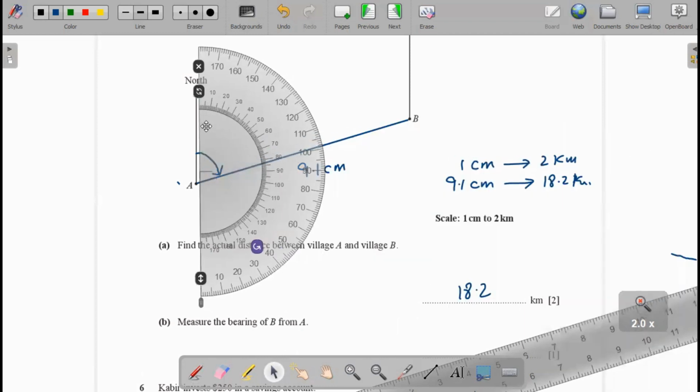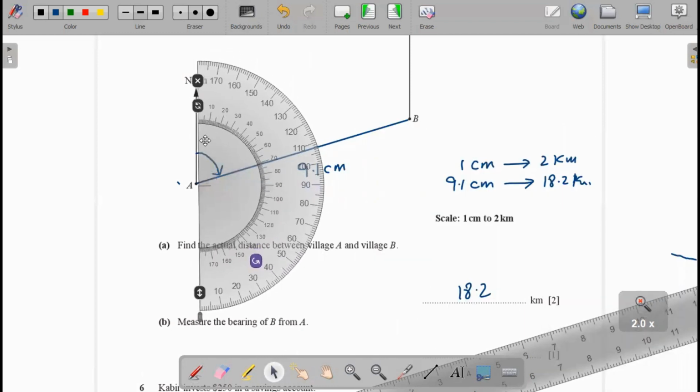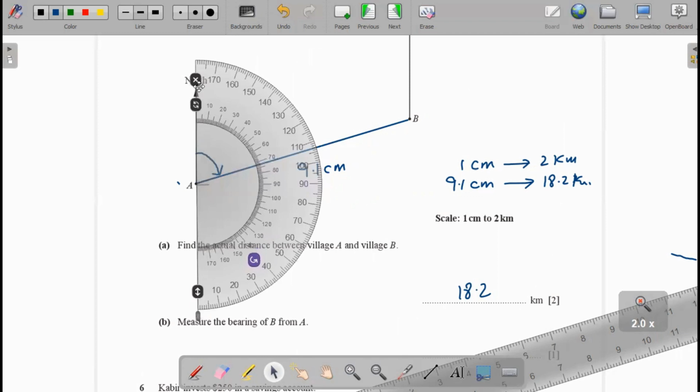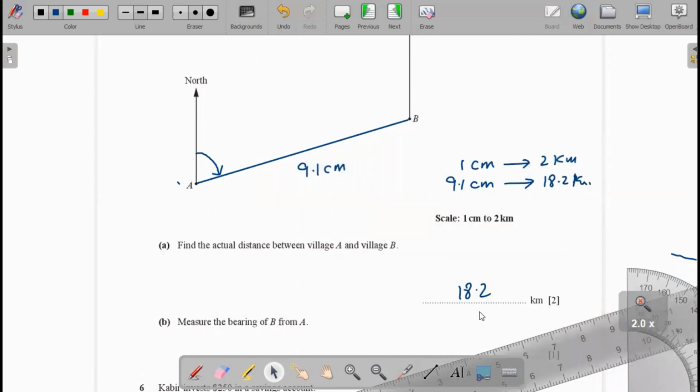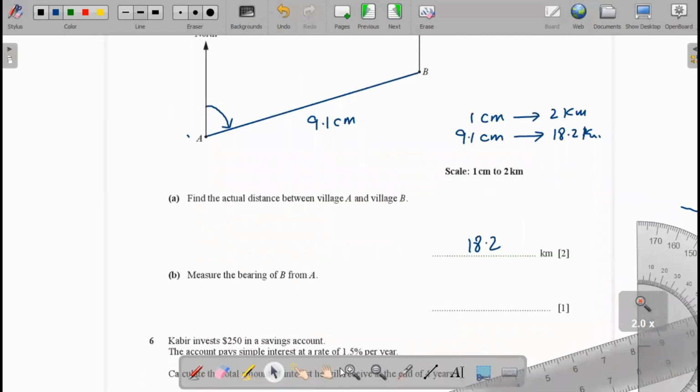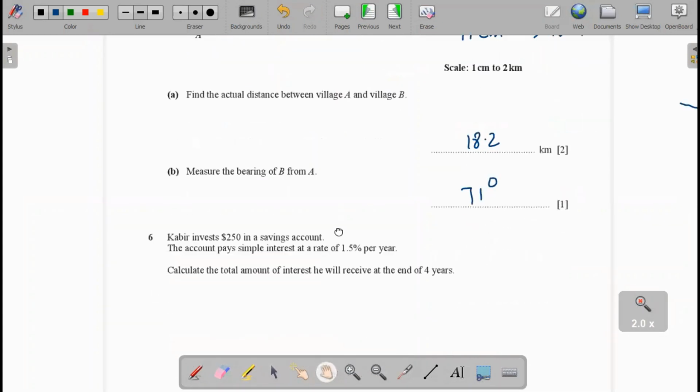Now I use this, and you can see the 0 degree, 10. You can take values 0, 10, 20, 30, 40, 70. This is the 71. I think 71 and 72 in between. The angle from the north at A towards B is 71 degree. Now we write this value here, 71 degree. Question number 6.